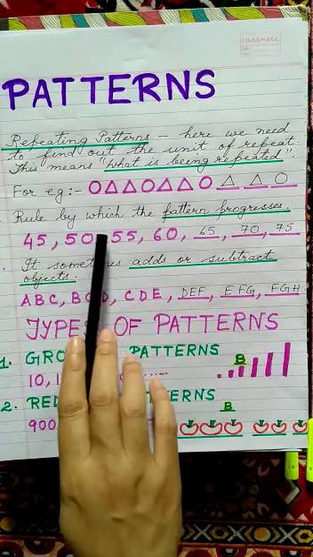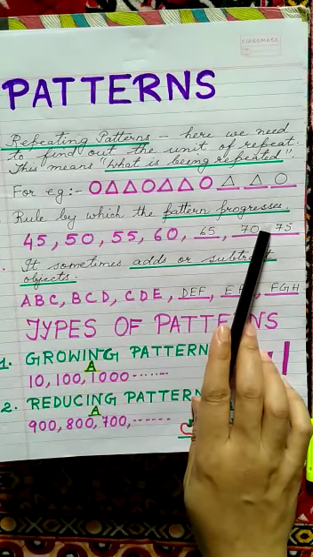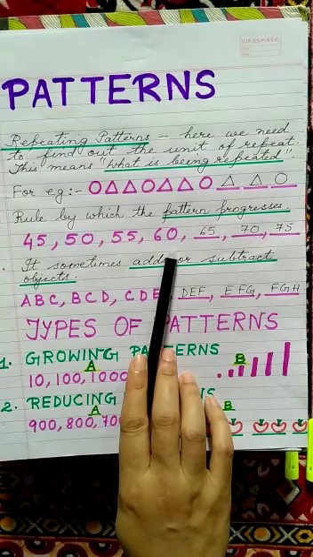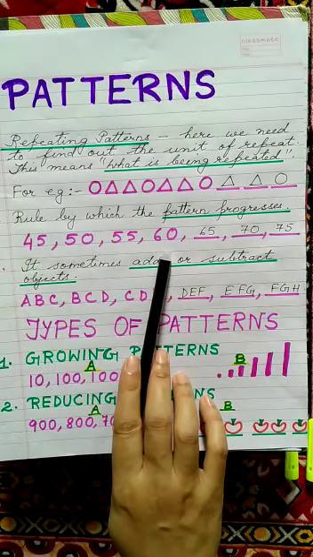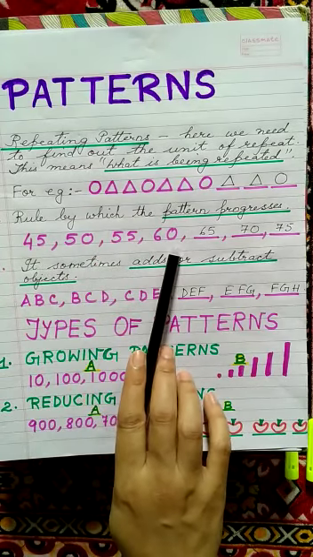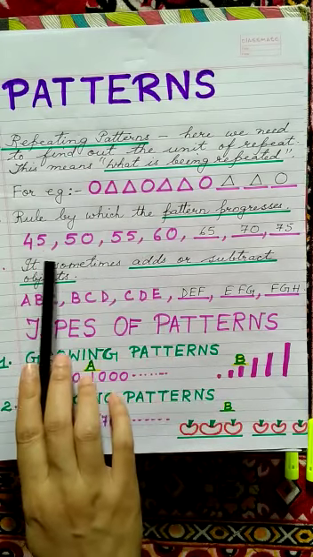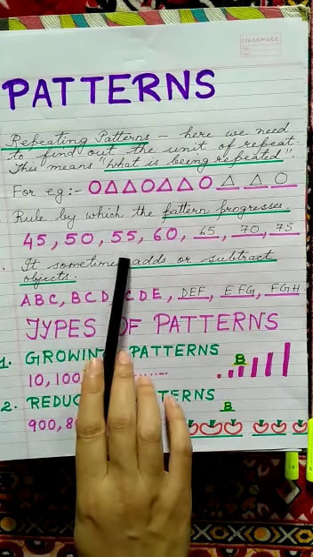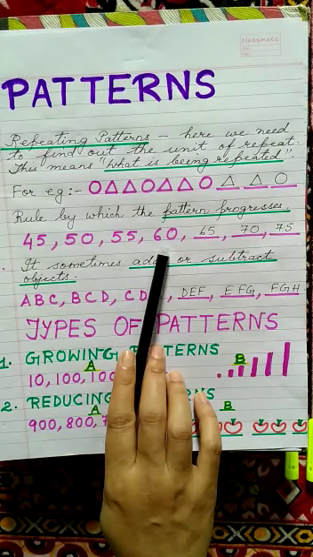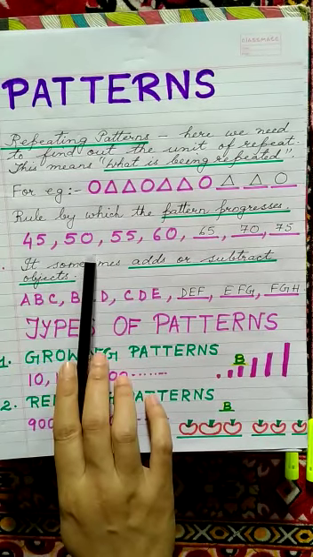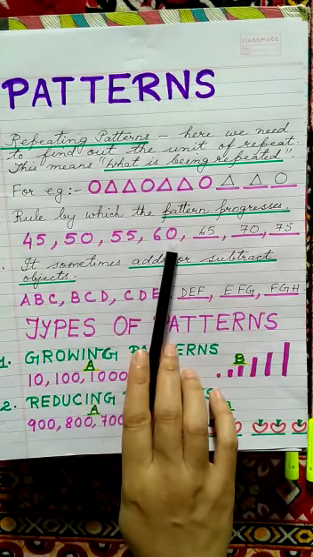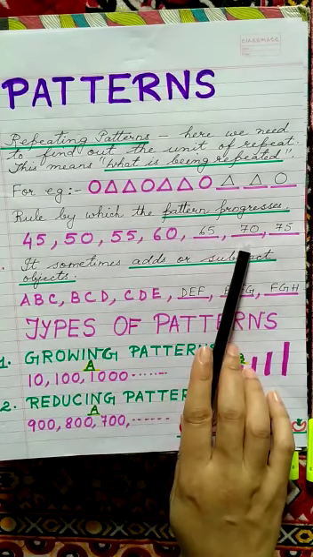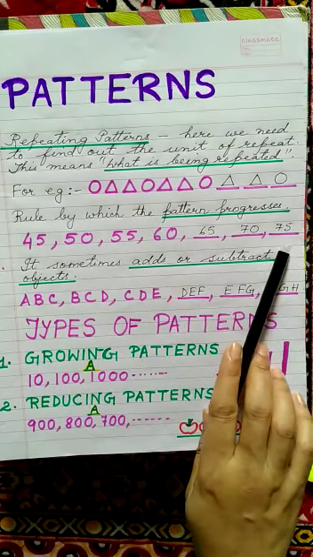Next is the rule by which the pattern progresses. Sometimes in a pattern, you will be able to find out by what rule the pattern is progressing. Like here, you see the pattern is progressing by adding 5. 45, 50, 55, 60, 65, 70, 75.